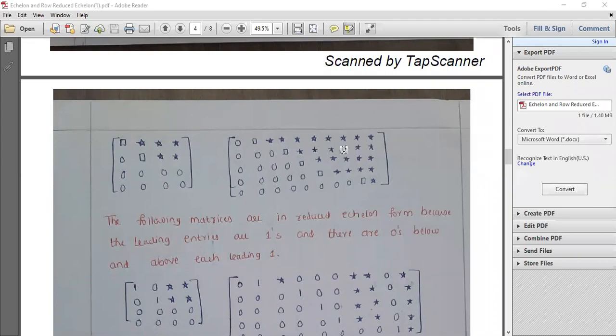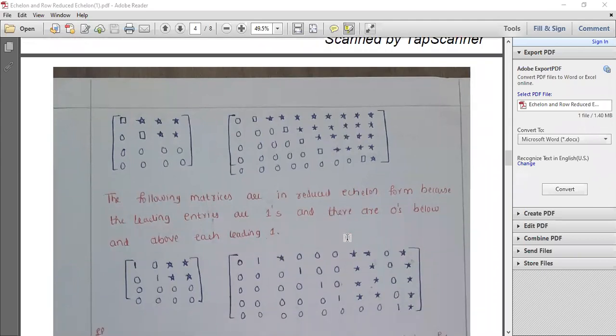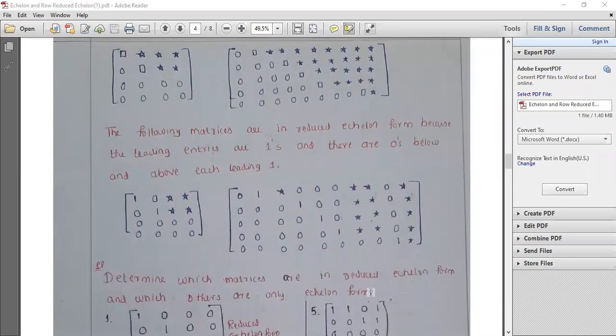But when it comes to reduced echelon form, a leading entry has to be equal to 1. I will not give you any star or square box here. I have to give it as unique. Understanding? Yes, ma'am. Excuse me, ma'am, can you explain again, ma'am?